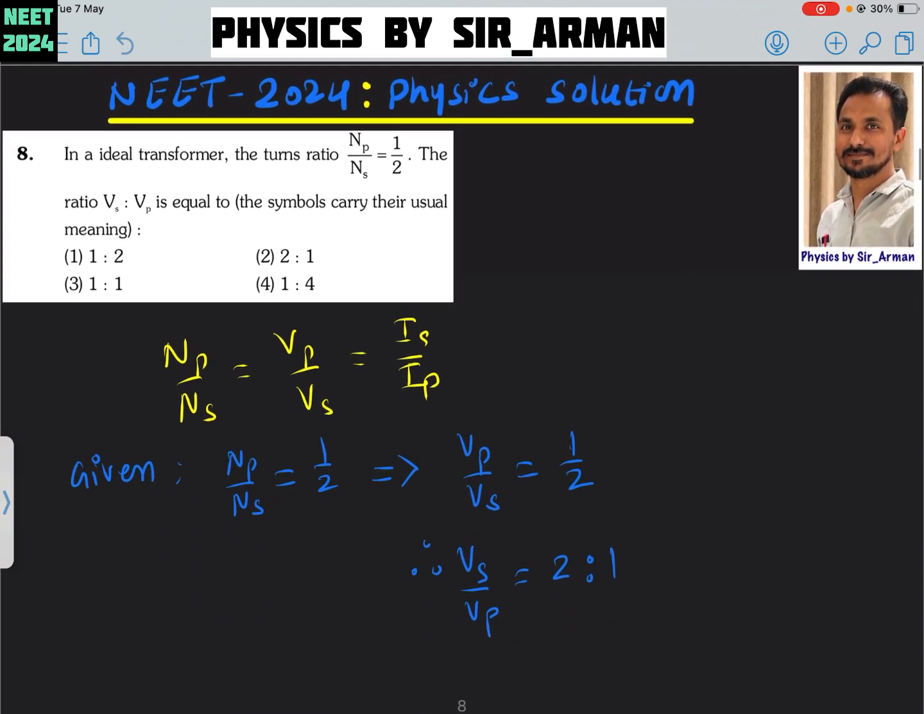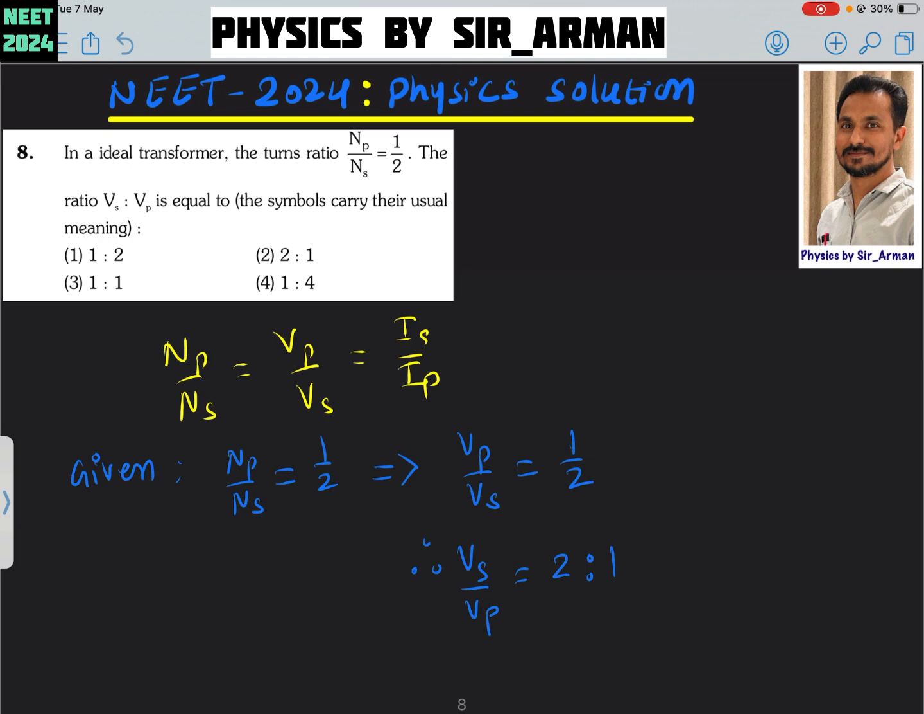Question number 8, which is a very easy question. In an ideal transformer, the turn ratio NP by NS is 1:2. The ratio Vs to Vp means voltage in secondary to the voltage in primary. We know this very famous relation from chapter 7, class 12. NP by NS, that is number of turns in primary coil by secondary coil, is equal to voltage in primary coil by voltage in secondary coil, is equal to Is by Ip, current in secondary by current in primary. So here number of turns and voltage need to be related.